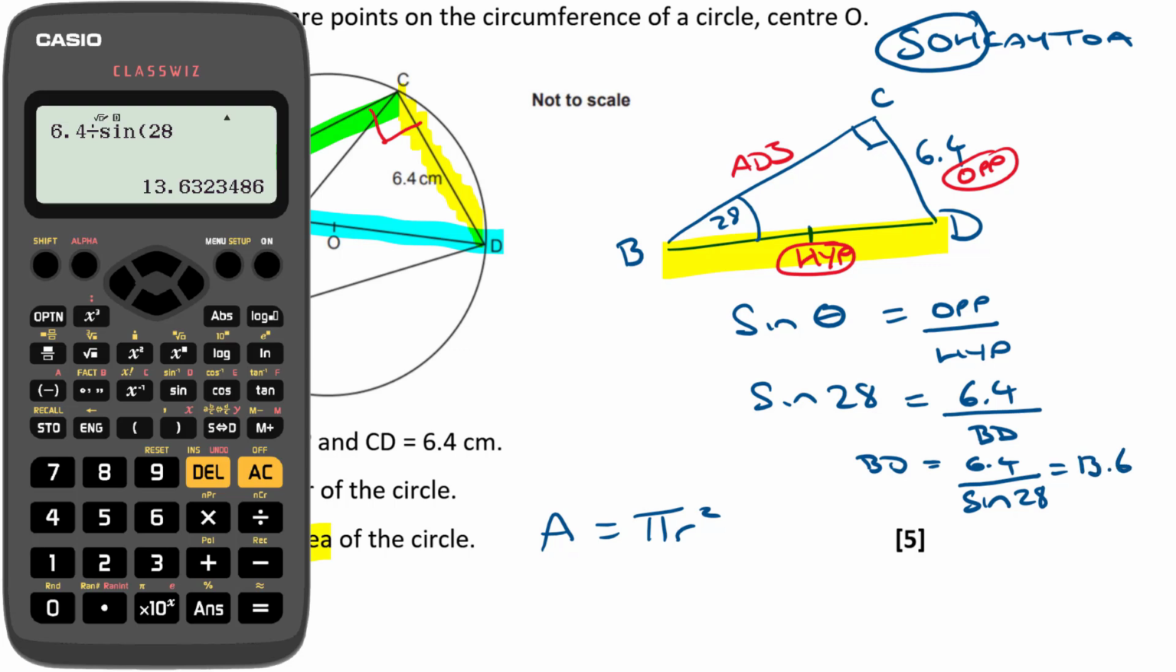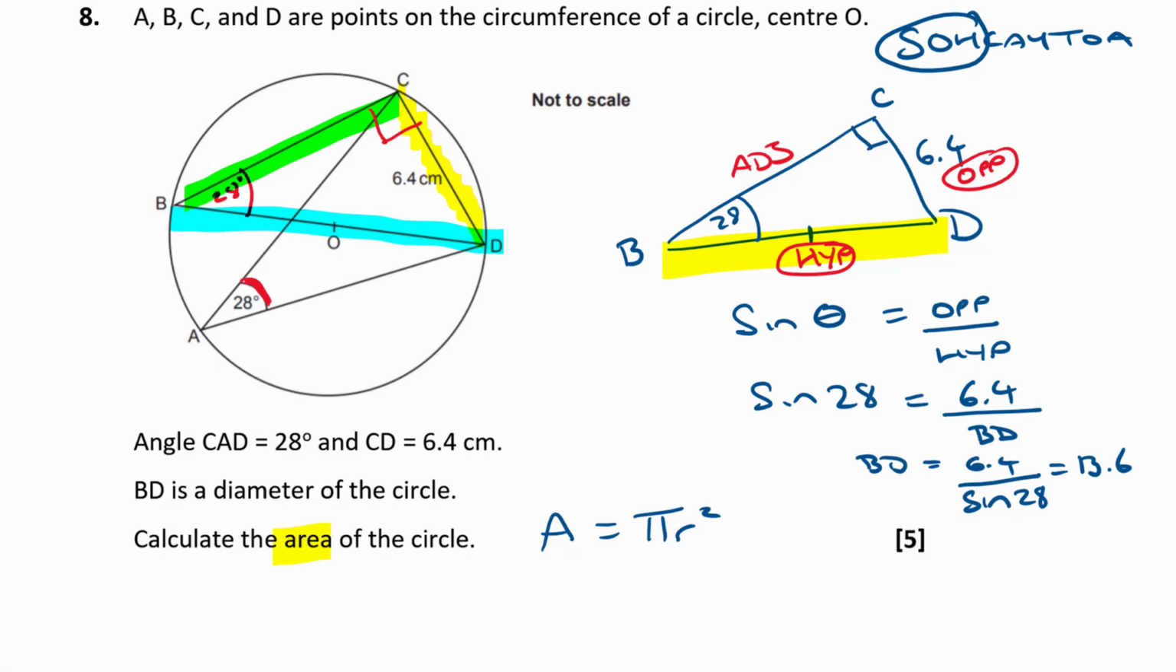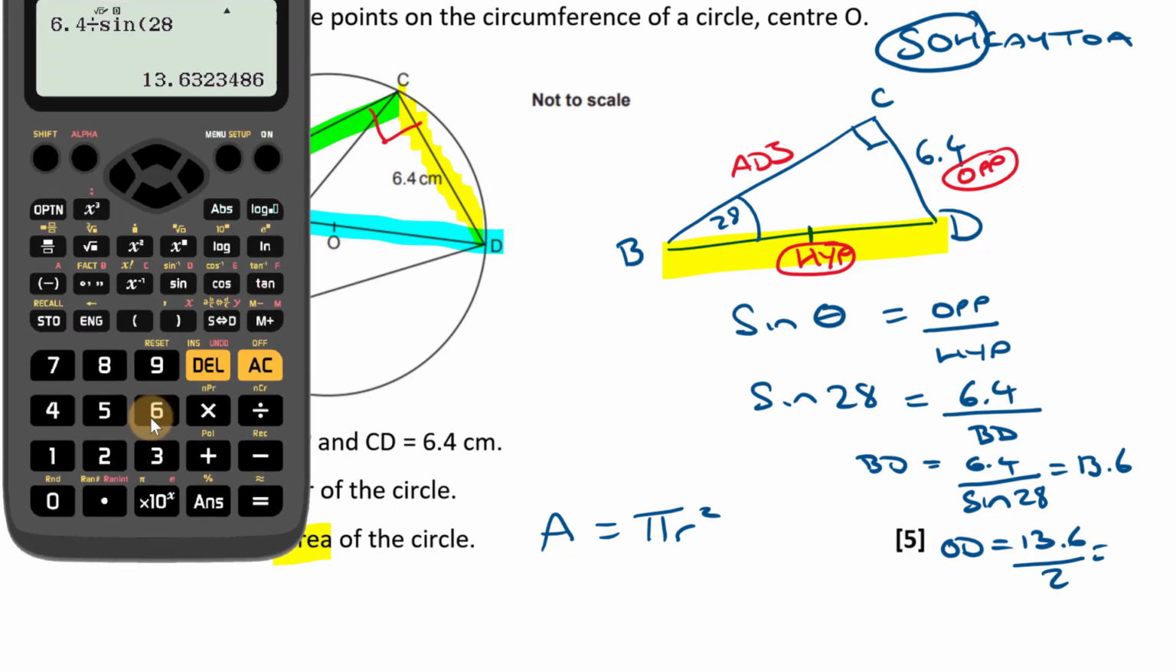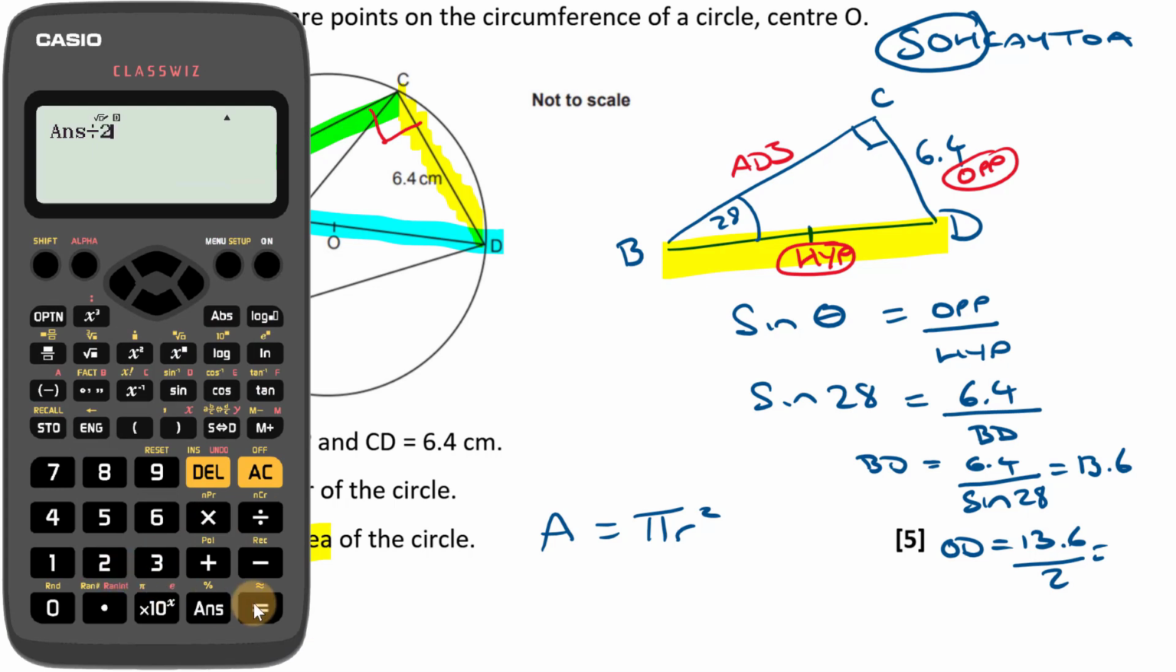And that's going to be the diameter of my circle then, isn't it, BOD? But we want the radius for our calculation. So what's that, OD or BO? I think we'll call it OD. OD is going to be 13.6 over 2, which, just divide on my calculator by 2, is about 6.8, isn't it?